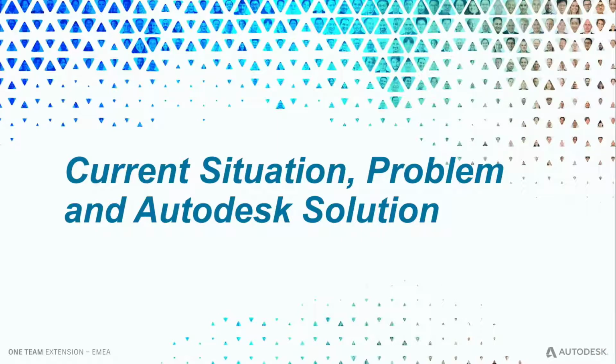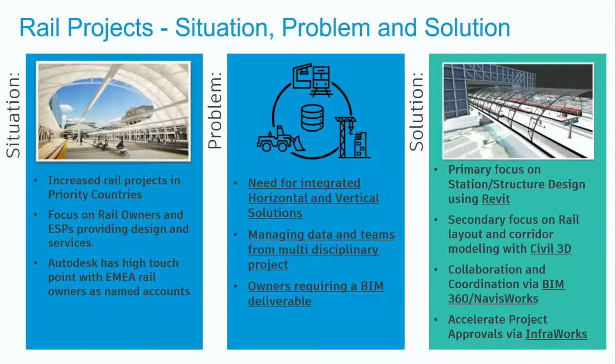So what is the current situation, problem, and solution? This is just a small, sales-oriented slide highlighting, for example, the situation. We have increased rail projects. We have focused on rail owners specifically because they are usually the ones who drive BIM adoption. And we have the need to integrate both horizontal and vertical solutions.